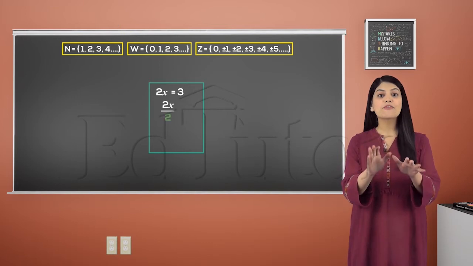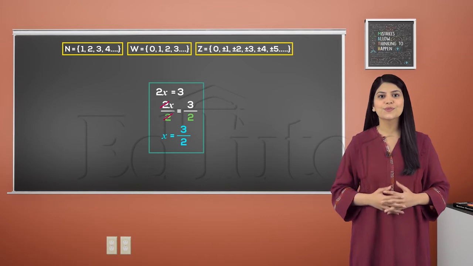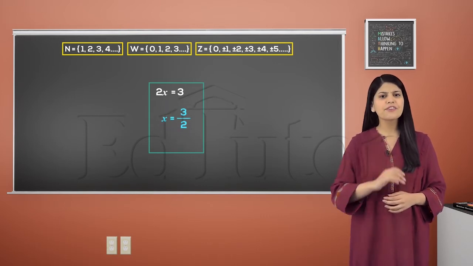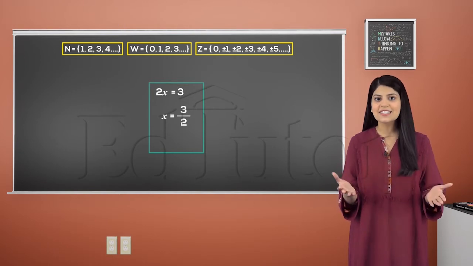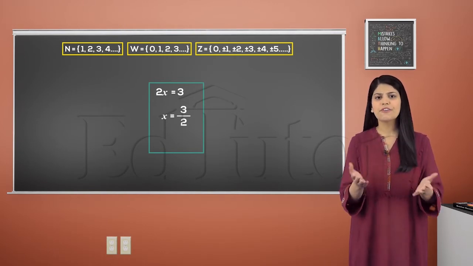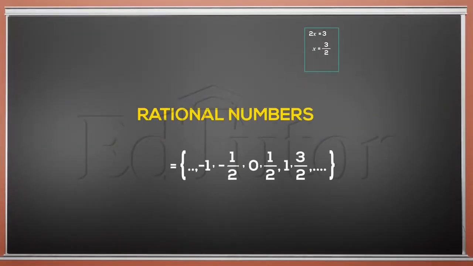First, let's simplify this equation. And we get x as 3 upon 2. But hey, that's a fraction. And although we literally have countless numbers in our sets, they still don't have fractions. What to do? Enter rational numbers.